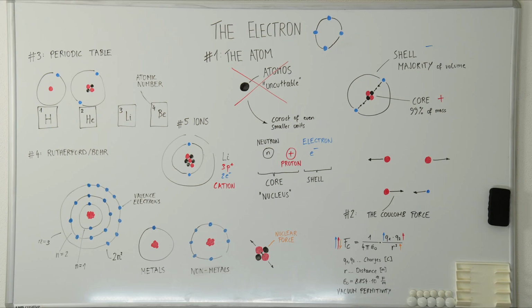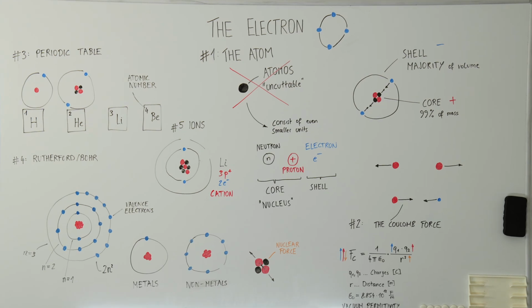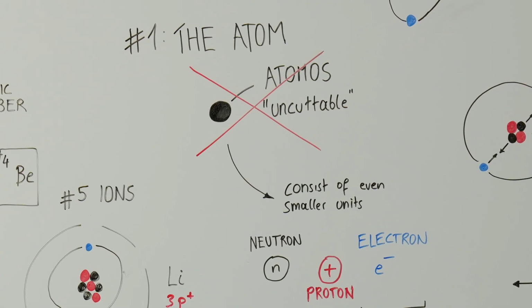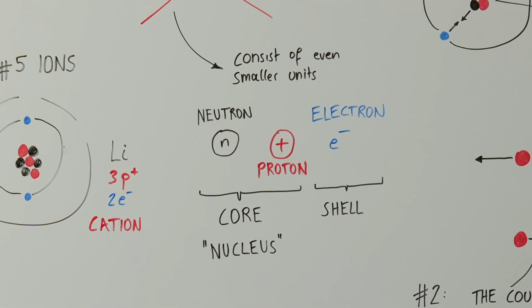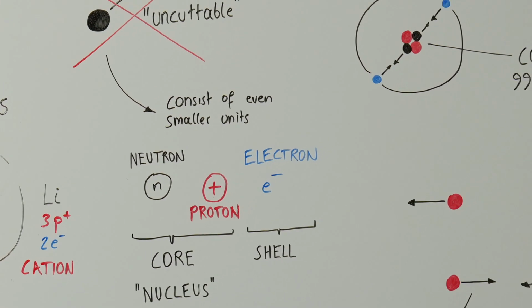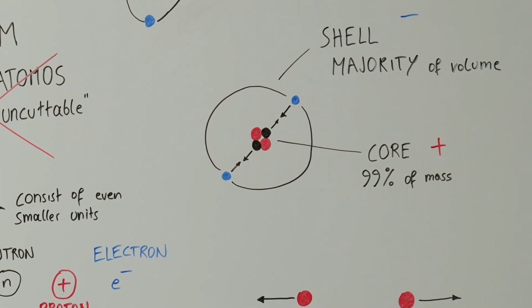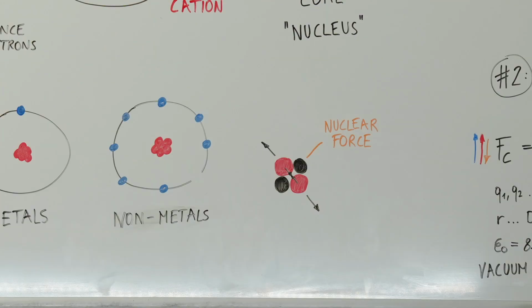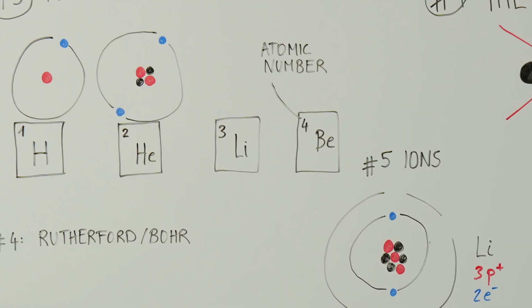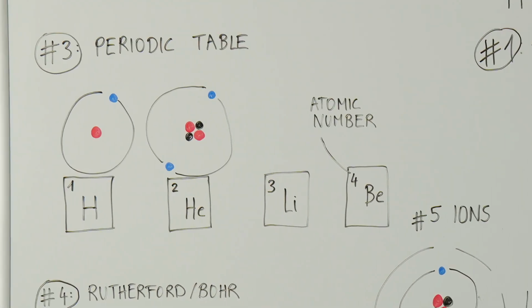Okay, so let's summarize what we have learned in this level. Our world consists of atoms, and these atoms consist of a core and a shell. The shell is filled with electrons, while the core is filled with protons and neutrons. The electrons are held in the shell by the attracting electrostatic force that occurs because of the opposing charges of the electrons and the protons. The protons are held together by an even stronger force, the so-called nuclear force. Depending on the number of protons, you get different elements.